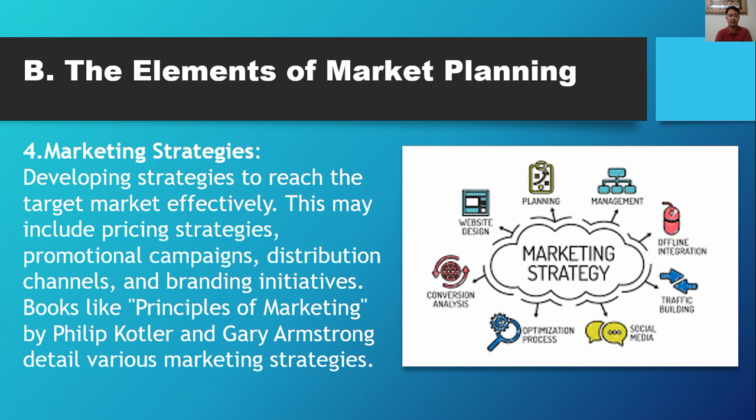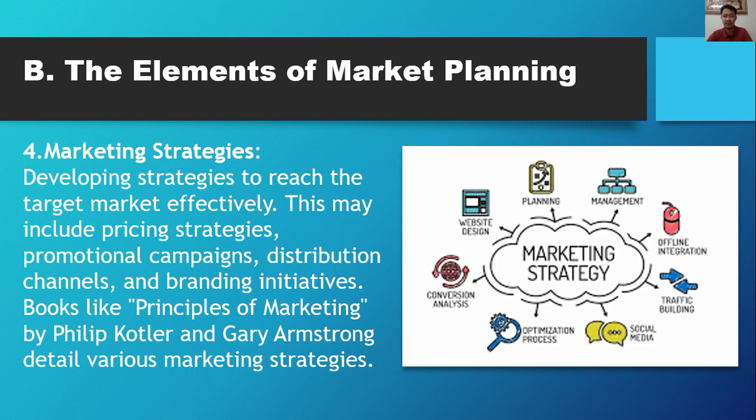And then part of our marketing strategies, you need to develop a strategy to reach the target market effectively. This may include pricing strategies. You need to determine how much your break-even price is, where when you sell at that price, you will not earn a profit, but you will not lose either. You need to determine that so that you can adjust your offering. Since your competitors might also give promos, you can adjust to lower or raise your price. This may include your pricing strategies, promotional campaigns, distribution channels, and branding initiatives. Books like The Principles of Marketing by Philip Kotler and Gary Armstrong, which is very famous, detail the various marketing strategies.